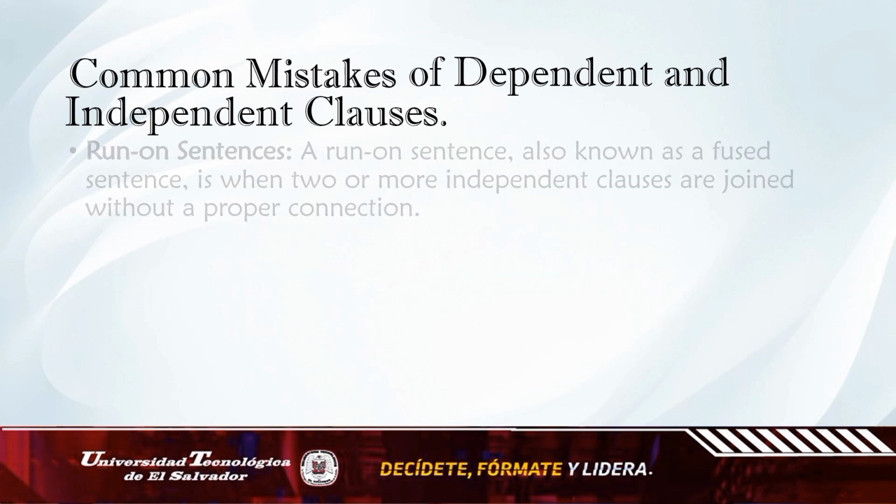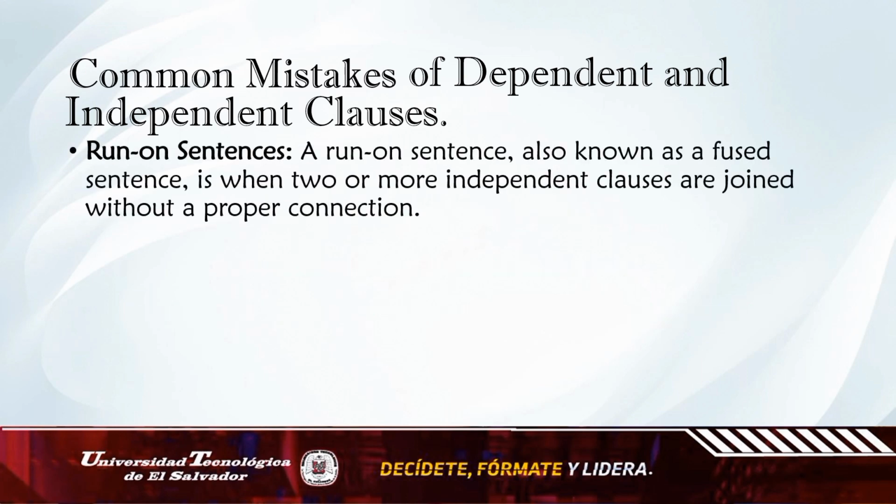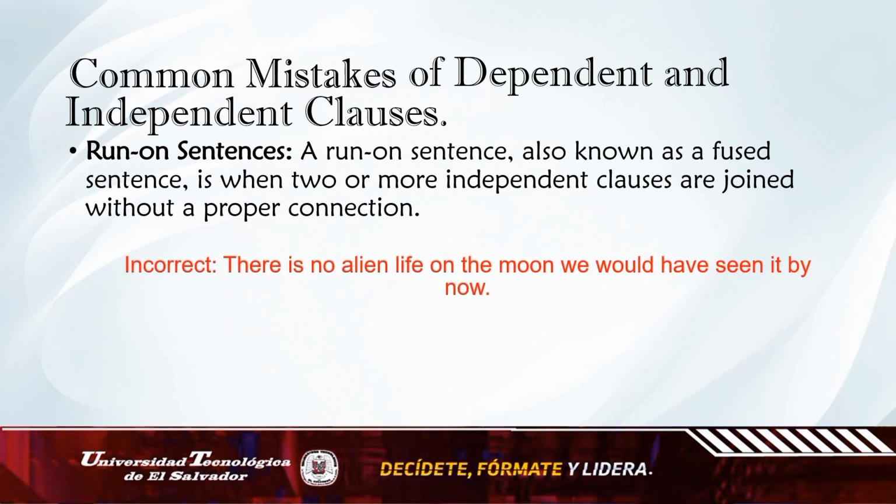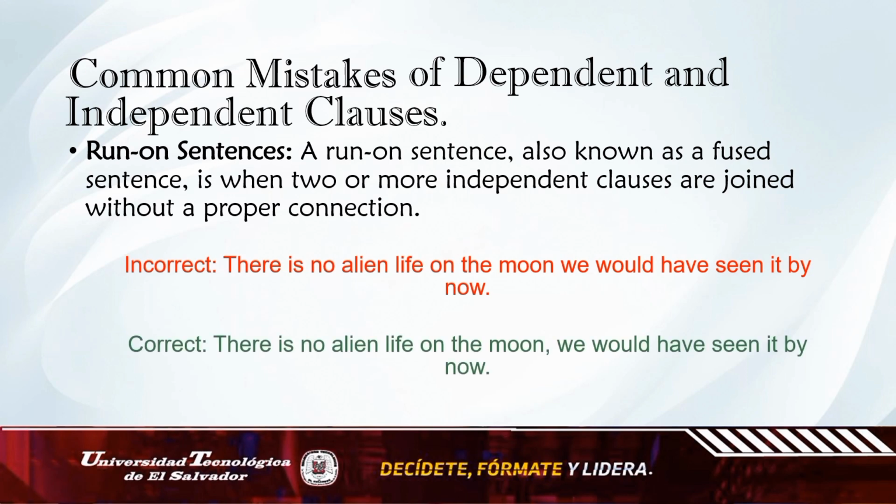Run-on sentences. A run-on sentence, also known as a fused sentence, is when two or more independent clauses are joined without a proper connection. Examples. Incorrect form is, there is no alien life on the moon we would have seen it by now. The correct form is, there is no alien life on the moon, or we would have seen it by now.